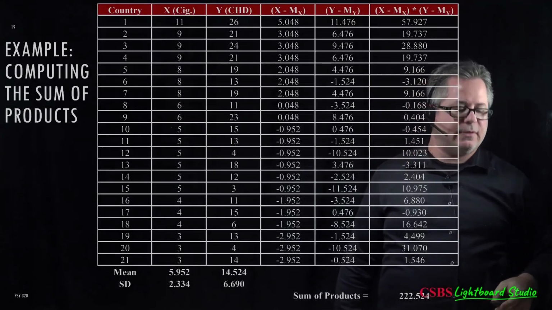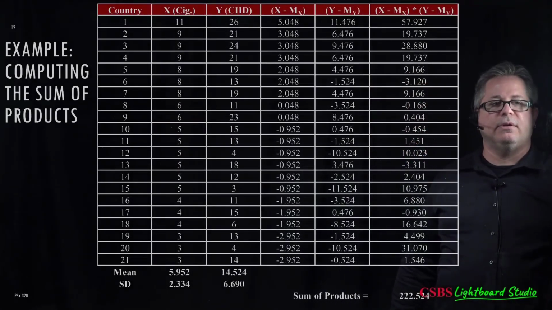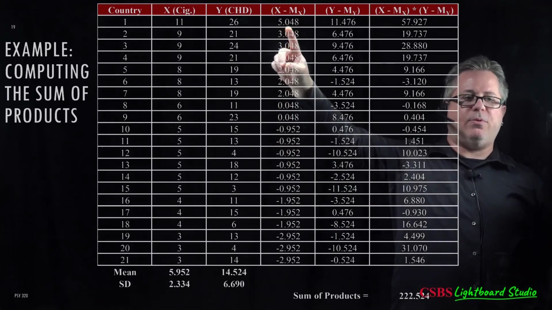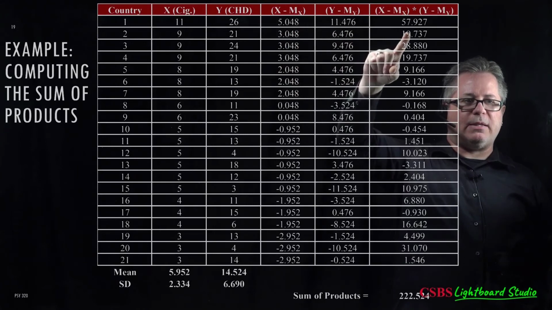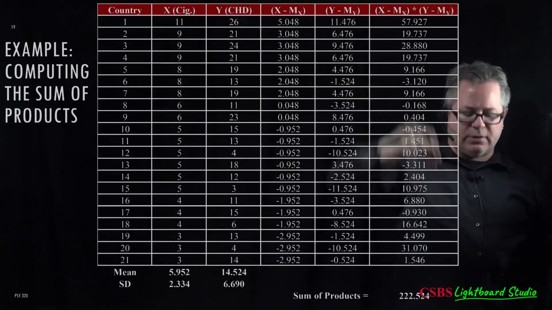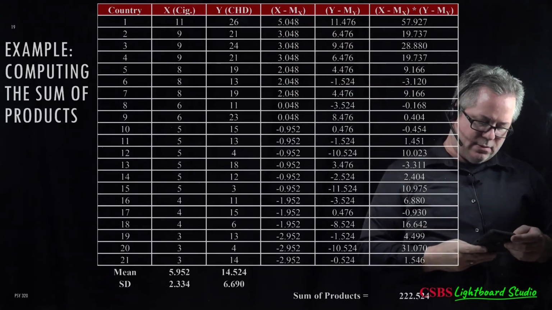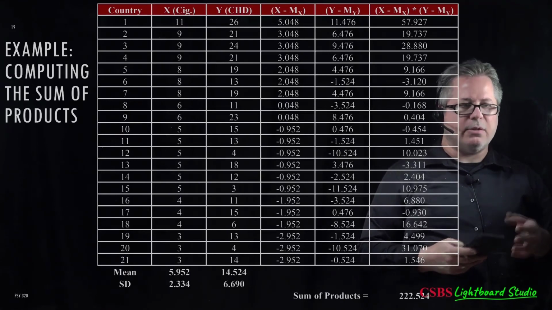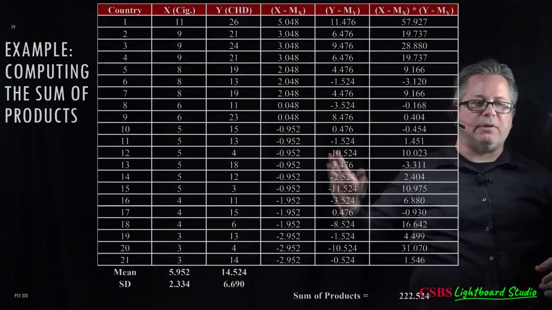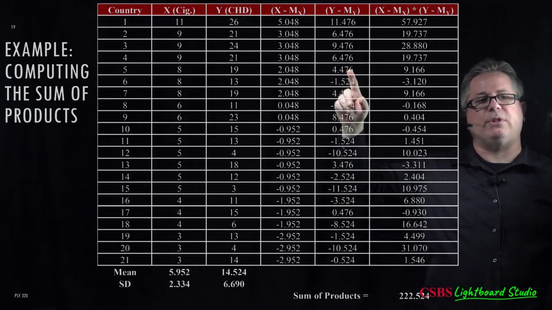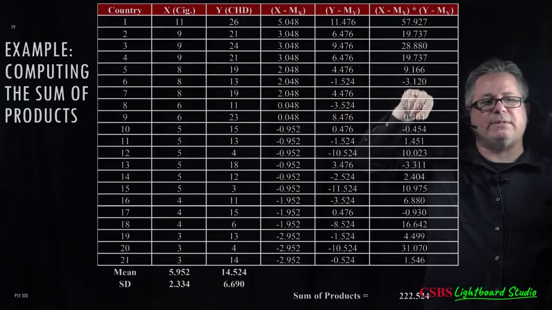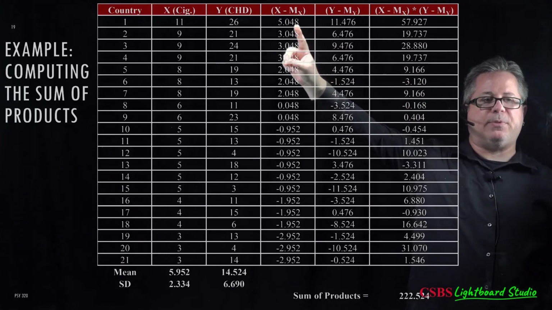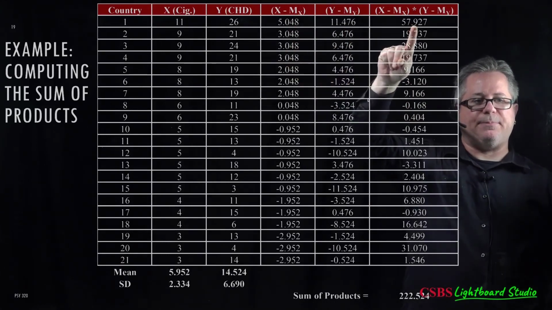All right, so here is the data. Here's the 5.048 and 11.476 we just found for country number 1. Multiply them, and I got 57.927. That's what I got, right? Actually, I got 57.931. This was done in Excel. I'm assuming it's carrying more decimals even though it's only showing 3, which is why this is a bit more precise. But if I multiply this times this, I get that.